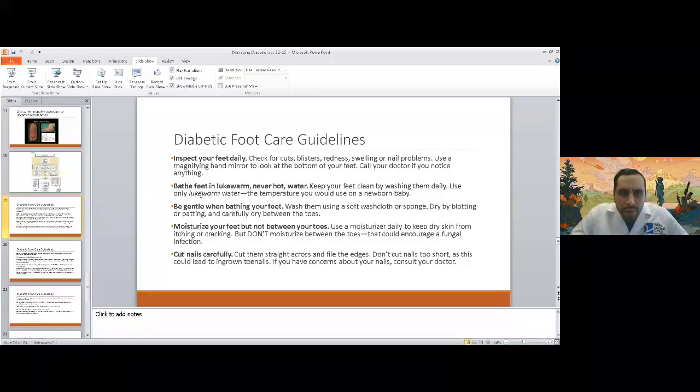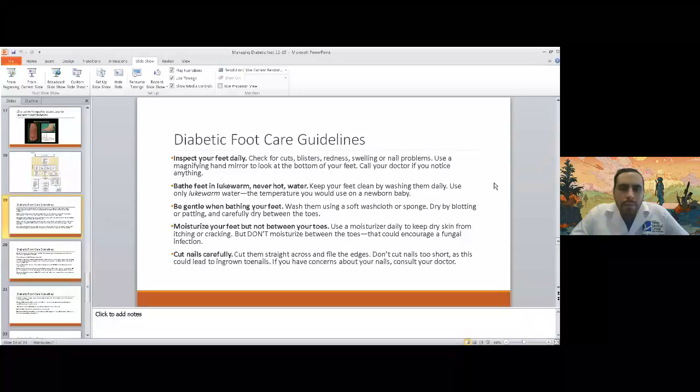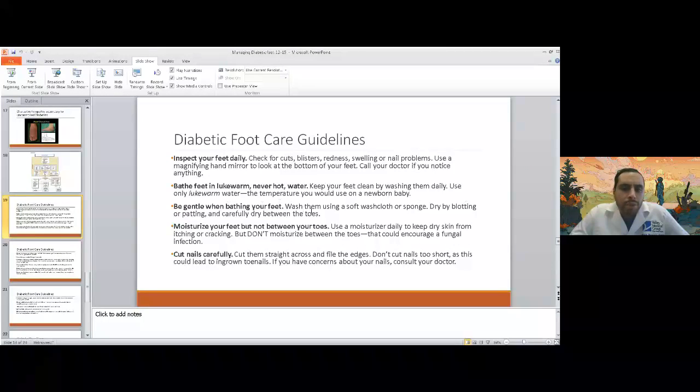Another guideline is you want to bathe your feet with lukewarm water, never hot water, because if you have neuropathy, you're not going to feel it, and you can cause yourself a second or third degree burn, which can lead to an ulceration and infection. And so basically you want to keep your feet clean by washing them daily. The temperature you want to use is what you would use on a newborn baby.